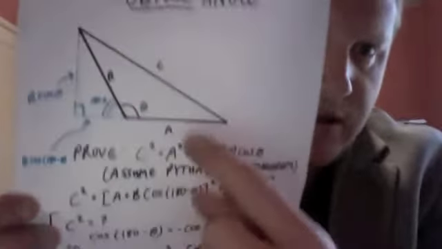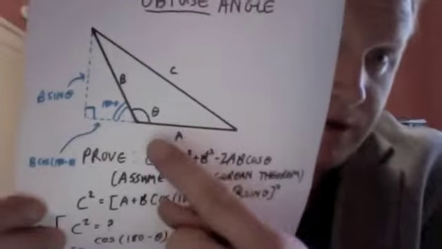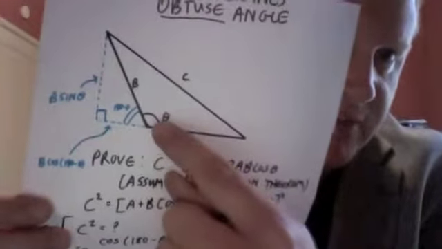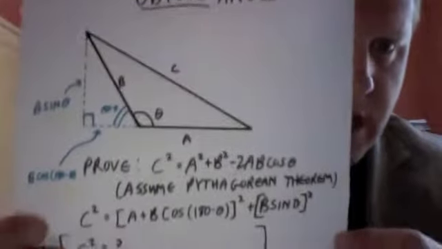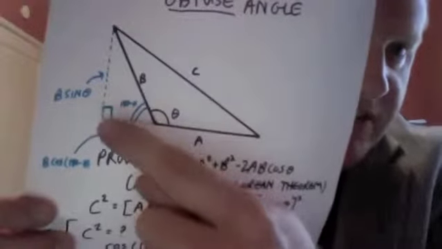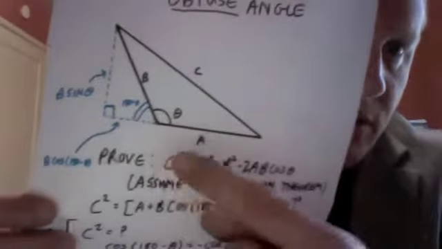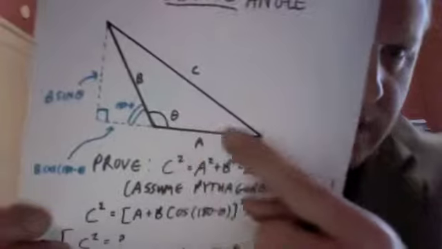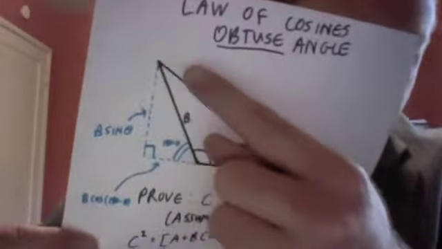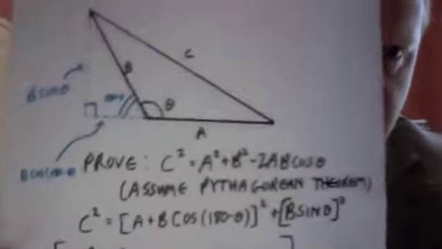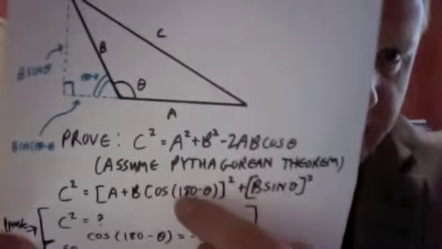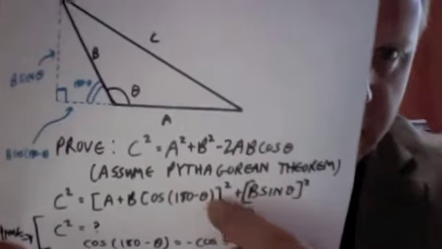C squared is equal to A squared plus B squared minus 2AB times the cosine of angle theta. Okay, so what do we know? We're going to do the very same thing, having a base and a height, and we're going to have this entire length squared plus this entire height squared is equal to C squared. Now, notice that I have A plus B cosine of 180 minus theta, squared.